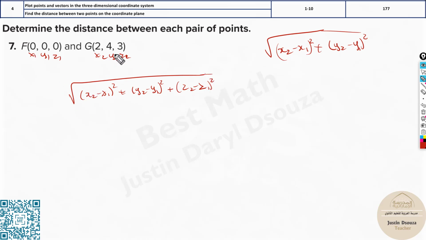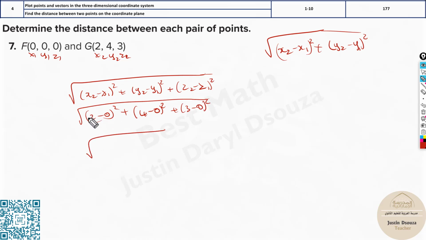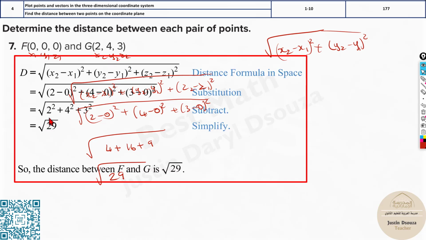Now we substitute the values. Here it is 2 minus 0 the whole squared plus 4 minus 0 the whole squared plus 3 minus 0 the whole squared, and now you should just take the square root of it. So 2 minus 0 is 2, squared is 4, plus 4 squared is 16, plus 3 squared is 9, and that would be 20 plus 9, it's the square root of 29, somewhere 5 point something. That would be the answer. Now you can leave it as root 29, that's fine. This is the exact distance.